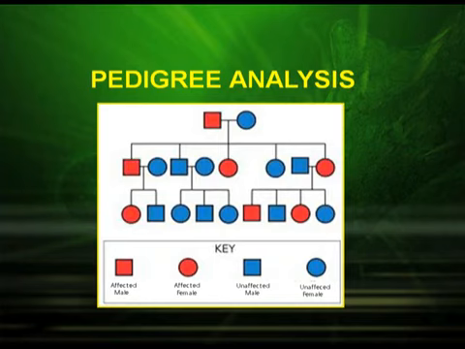The red color shows affected, whether it is male or female, the square one denoting affected male and the round showing affected female. On the other hand, the blue one shows unaffected male and the round shows unaffected female.